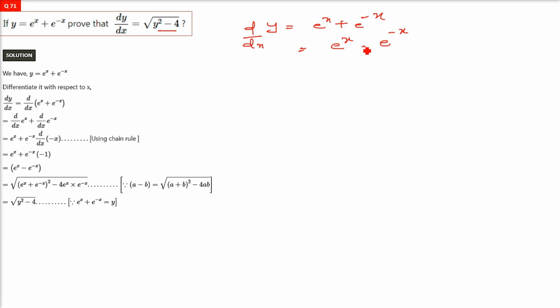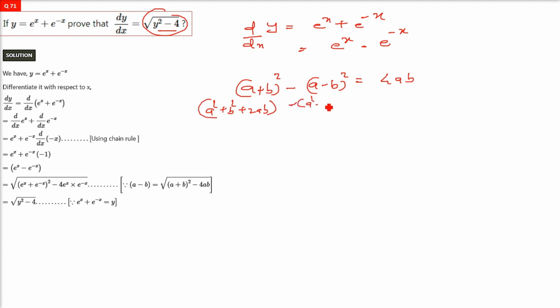Alright. Now, how to convert this in this form? Because we need under root. So we'll apply the formula, and we already know there is a formula, that is a minus b whole square, or a plus b whole square. A minus b whole square is what? 4ab. I'll show you how it will come. A square plus b square plus 2ab it will be, and minus a square plus b square minus 2ab. So a square plus b square plus 2ab minus a square minus b square plus 2ab. A square cancel, b square cancel, 2ab will be 4ab.